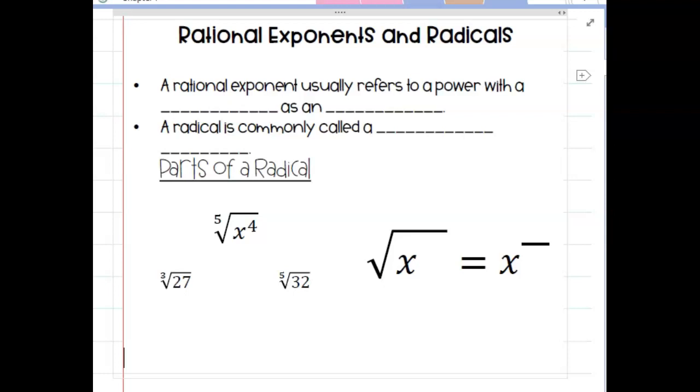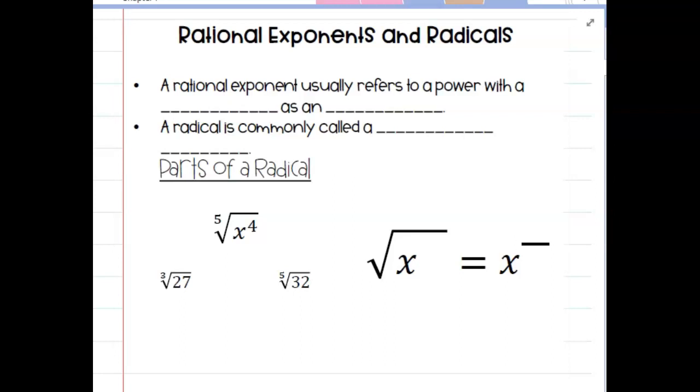Is rational exponents, and I should have thrown in there, and radicals. Rational exponents and radicals. So in math, whenever you hear this word rational, a rational number is a number that can be written as a fraction. So a rational exponent is just an exponent that's a fraction. Okay? Now, what we are going to be doing is going back and forth from rational exponents into a radical. Okay?